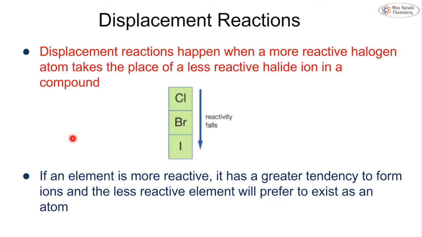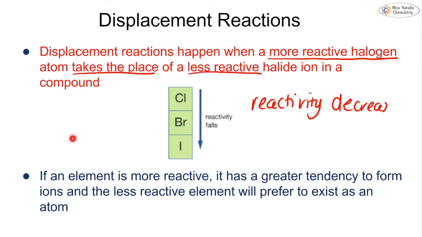A key point for double science is the displacement reactions that can happen with the halogens. A displacement reaction is a reaction that occurs when a more reactive element or a more reactive halogen takes the place of a less reactive halide ion in a compound. So as we go down the group, our reactivity decreases. So this is different to the alkali metals. In the alkali metals, we saw the reactivity increasing. For the halogens, it decreases.